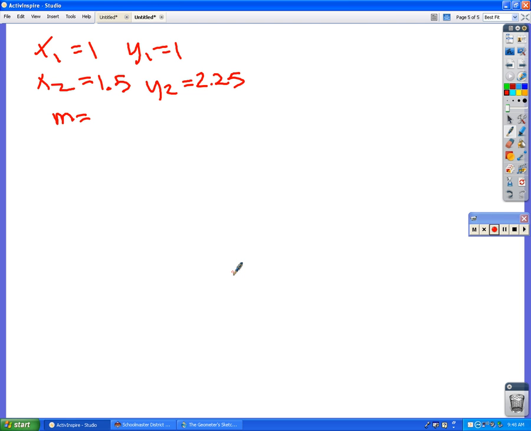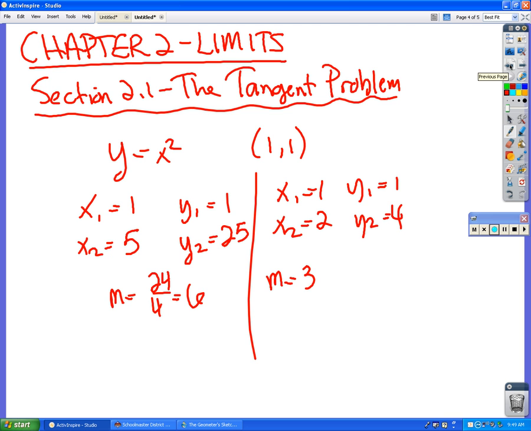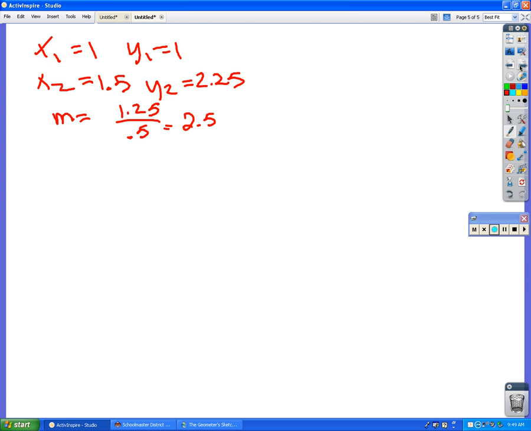Change in the y's is going to be 1.25. The change in the x's is 0.5. 0.25 goes into 1.25 how many times? What did you come up with? 2.5? Okay. So do you see a pattern here emerging a little bit? 6, 3, 2.5. So those numbers are getting smaller.